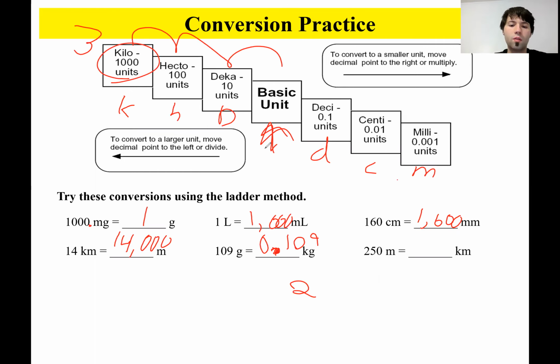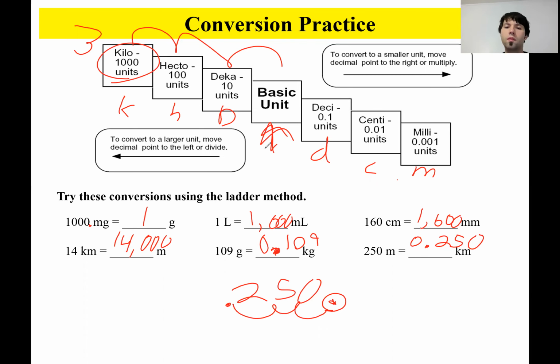I'm starting with 250 meters. Again, there's an understood decimal right here, and I want to move that 1, 2, 3 places to the left. And I have 0.250 kilometers. And actually, I don't think I need to really put that 0 there. Just 0.25 kilometers. So that's a quarter of a kilometer. So 250 meters equals a quarter of a kilometer, or 0.25 kilometers.